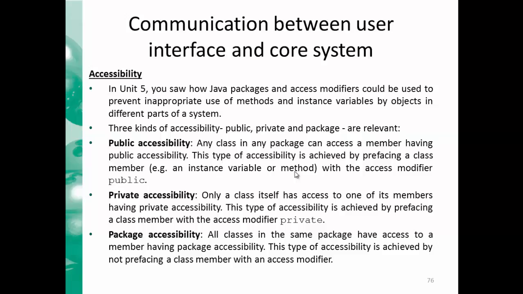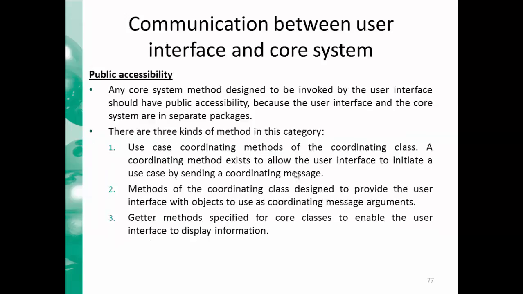On the other side, totally different from public, we have private, where only a class itself has access to one of its members having private accessibility. This type of accessibility is achieved by, of course, prefacing a class member with the access modifier private. If you don't preface your class member with any access modifier, then it will be defined as package, and that's what we call the default accessibility. It's not relevant here to use the package access specifier.